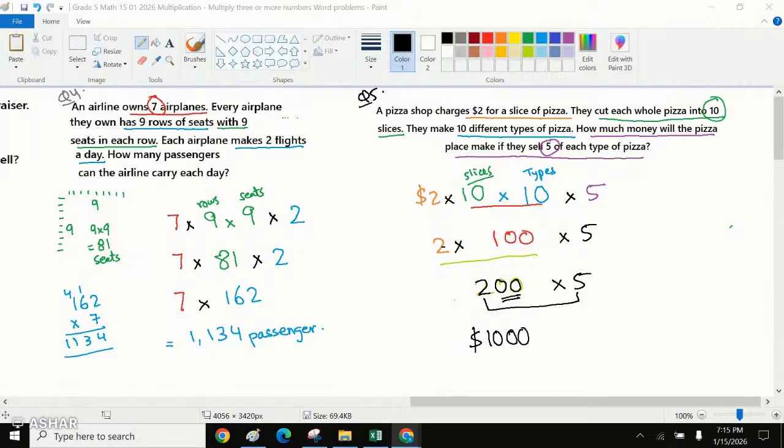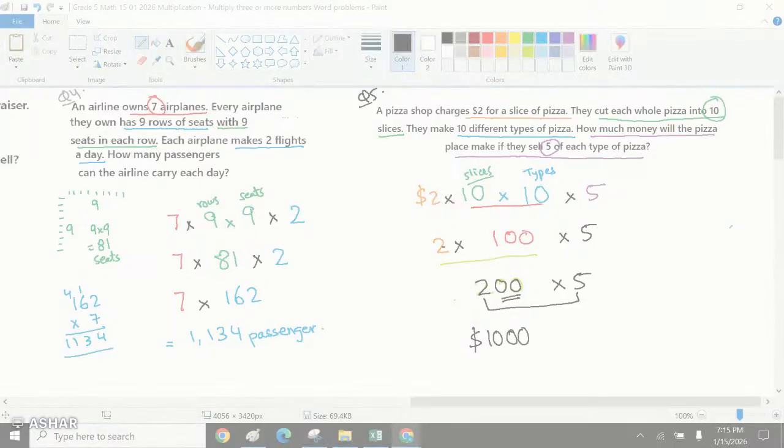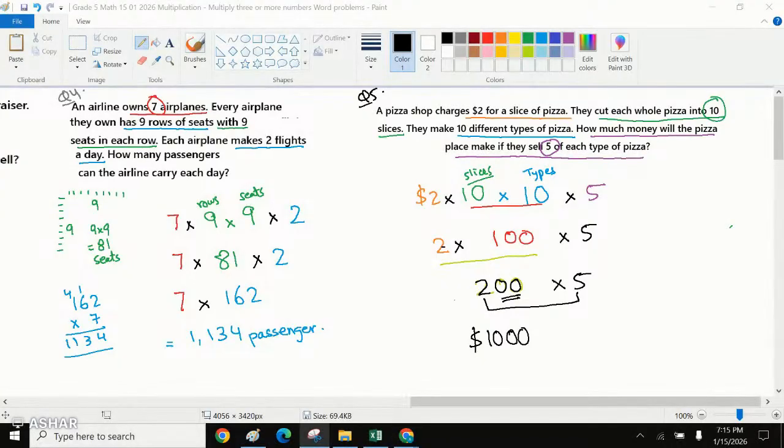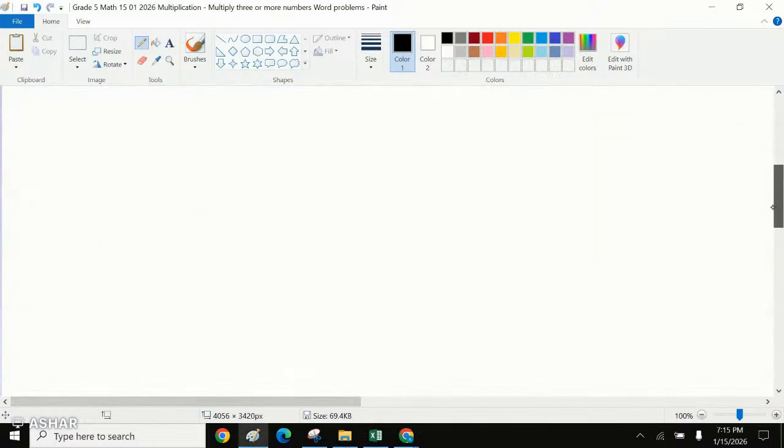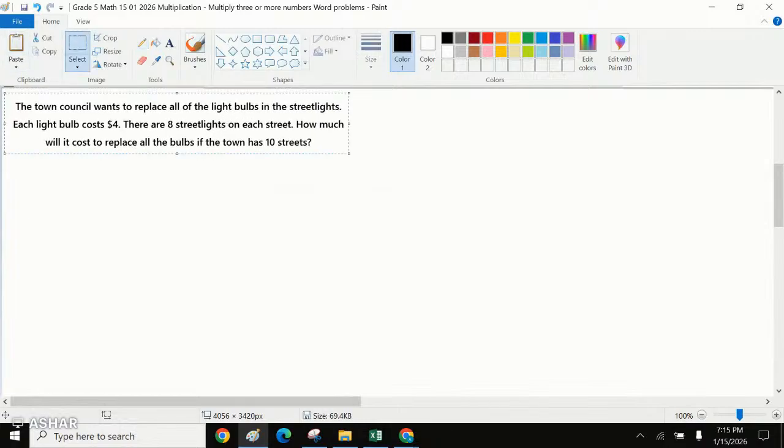The next question we have is, a town council wants to replace the light bulbs. Let's see what can be done over here. I'll do question number 6. A town council wants to replace all the light bulbs in the street light. Each bulb would cost $4. The price of one bulb is $4.